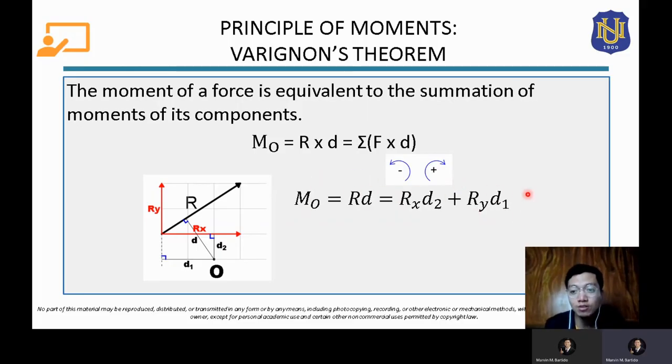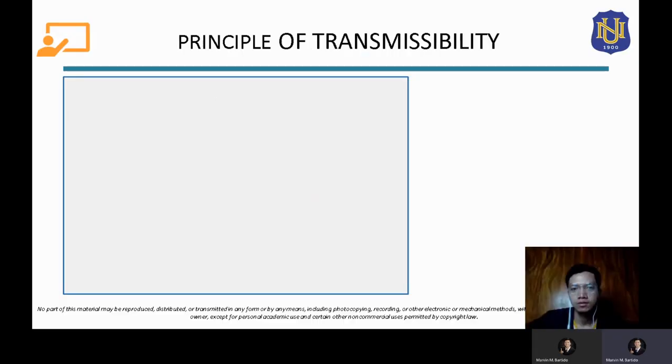This is the Varignon's Theorem. We're going to need this concept all throughout this topic. Also, this is another principle that we're going to use frequently here in our course for moment. This is the principle of transmissibility.